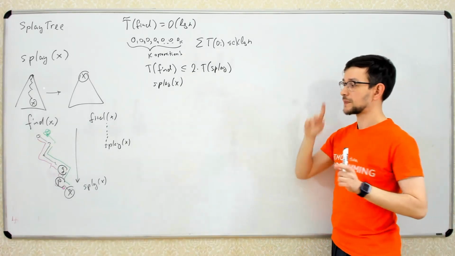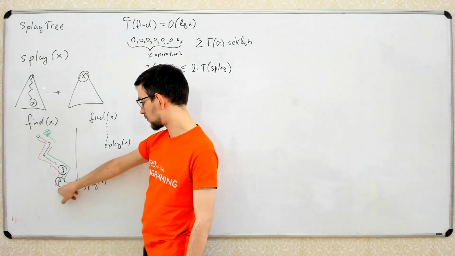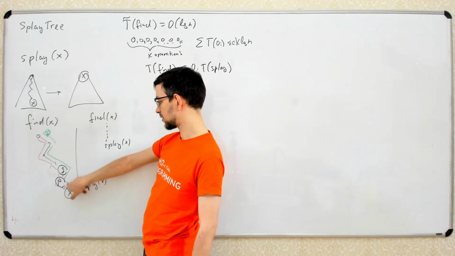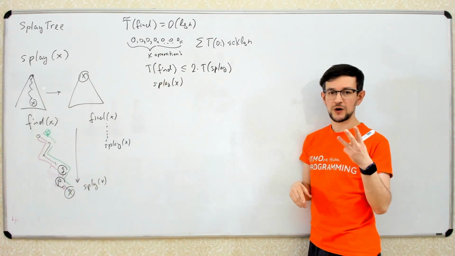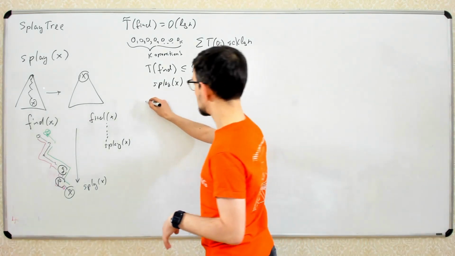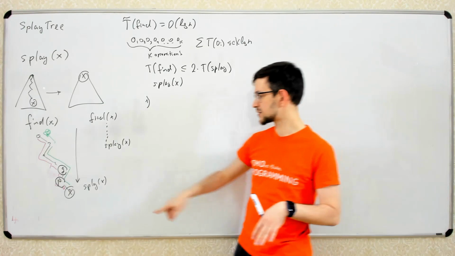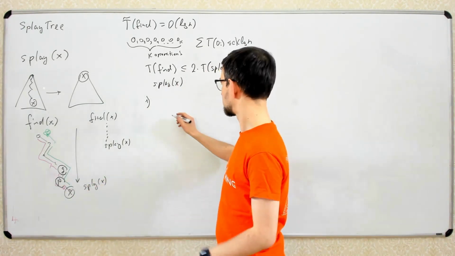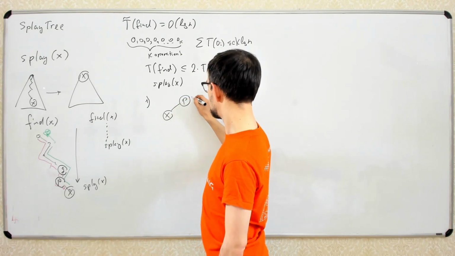So how does splay work? We will look at two nodes: the parent of this node and the grandparent of this node. Let's consider three possible cases. Case number one: if node X has no grandparent, it means that we only have this parent, and this parent is the root of the tree. So we have this X, and its parent is the root of the tree.